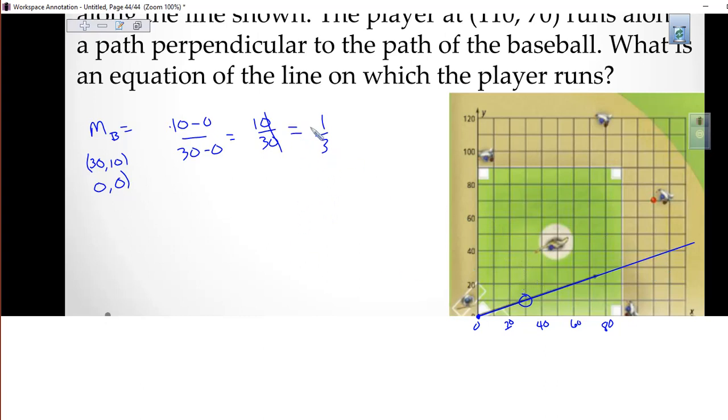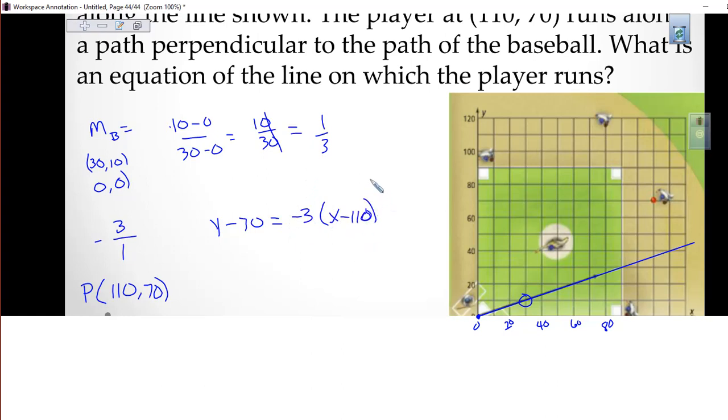Okay, so that means that if this is 1 over 3, then our perpendicular slope, from the guy running to the ball, is going to have to be a 3 over 1, but negative. So next we want to know, what is the coordinate of this guy? Well, they gave it to us, it's at 110 and 70. So we're going to use our point of 110 and 70 to write the equation of the line the guy has to run on. So this becomes y minus 70 equals negative 3 times x minus 110.